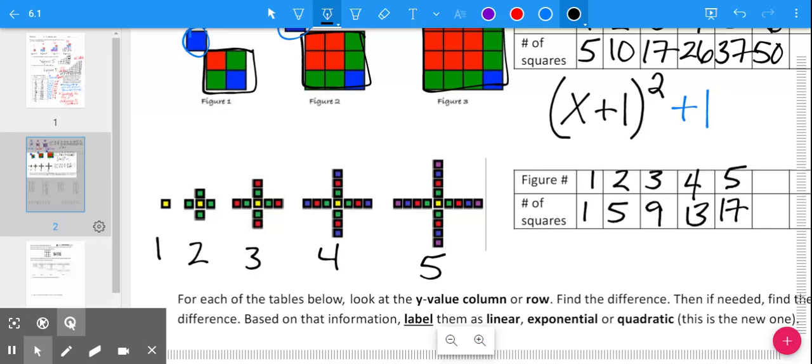we have that 1 yellow dot in the middle that appears in all of them. And then we add 4 green dots, and it appears in all of them. Then we add 4 more dots that are red, and it appears in all of them. Then for figure 4, we add 4 blue dots. So in this one, we're adding 4 every time.